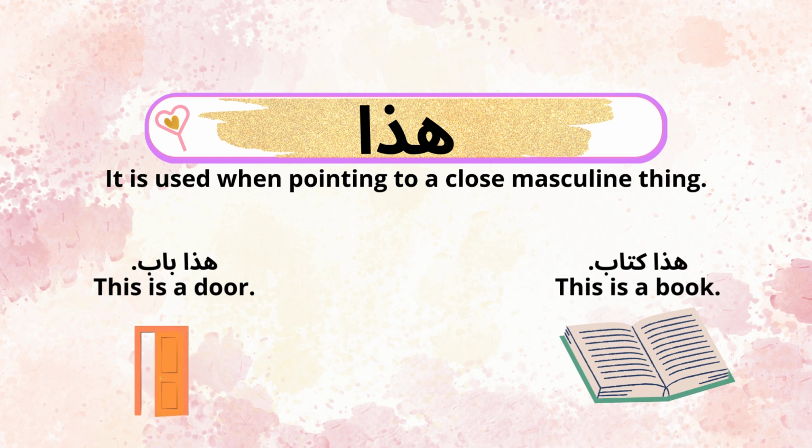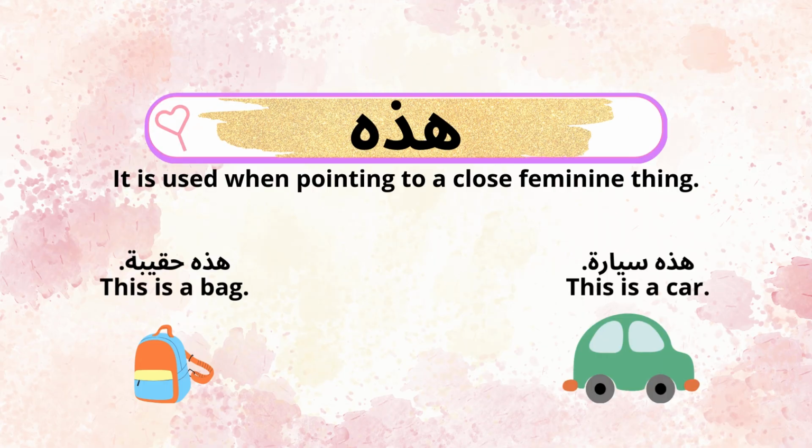Then let's go to the feminine form. The feminine form of هذا is هذه. هذه is used when pointing to a close feminine thing. For example, هذه سيارة. This is a car.